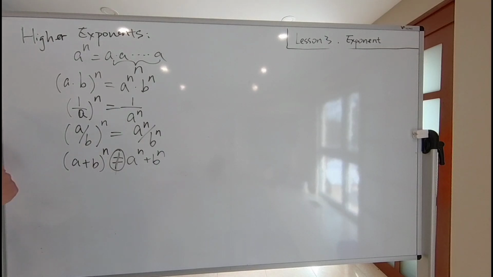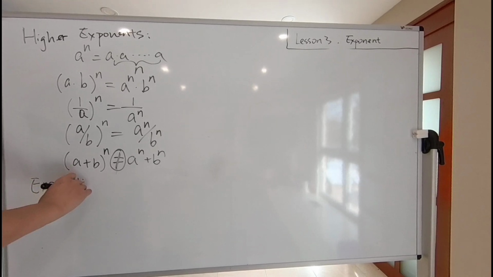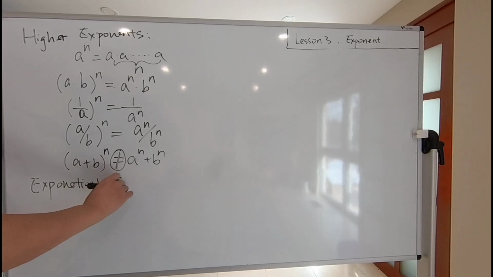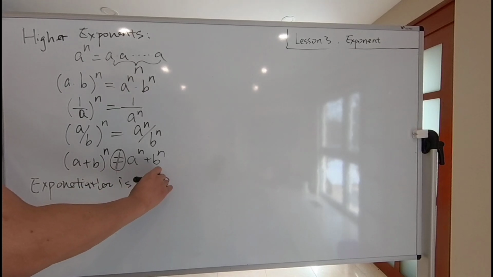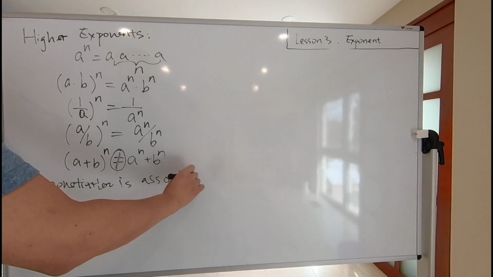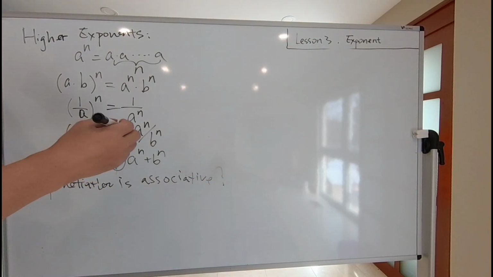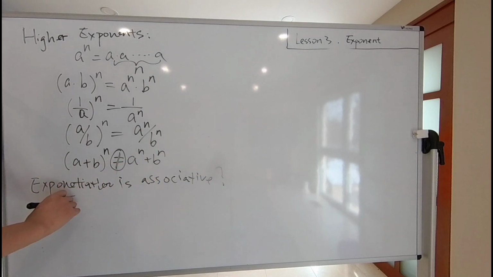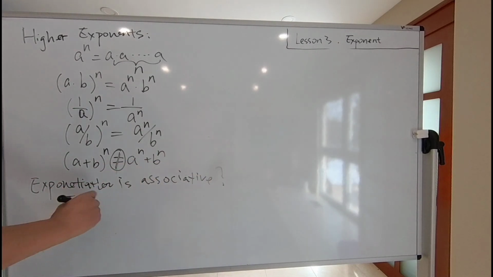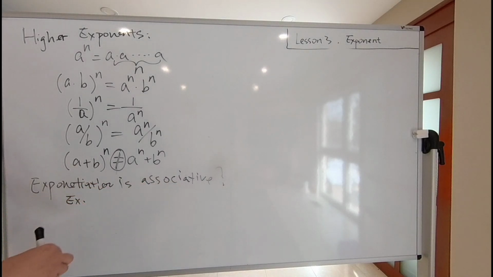And then how about the associative property of exponentiation? Where exponentiation is associative. Is that true? So let's start with an example. A very simple example: what is the associative property of exponents?